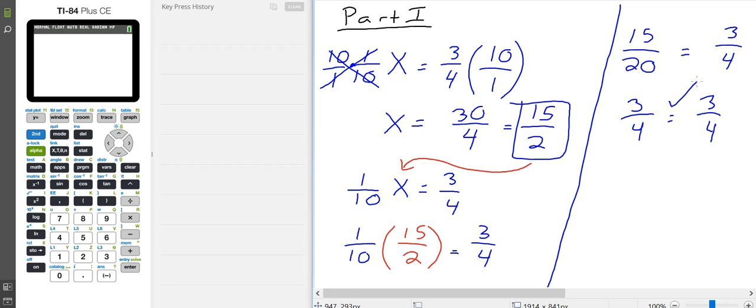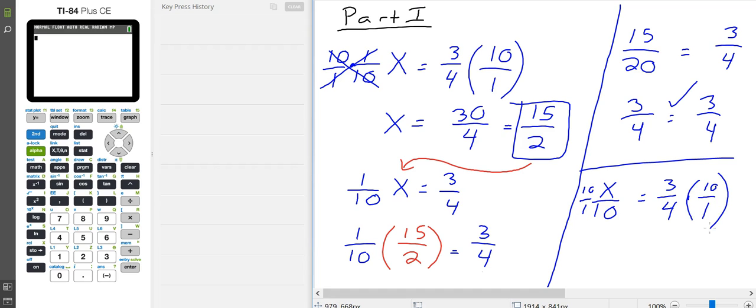Another way we could have written the exact same equation would have been x over 10 is equal to 3 over 4. And we would have solved it the same way by multiplying by 10 over 1, and we would have gotten the exact same answer of 15 over 2.